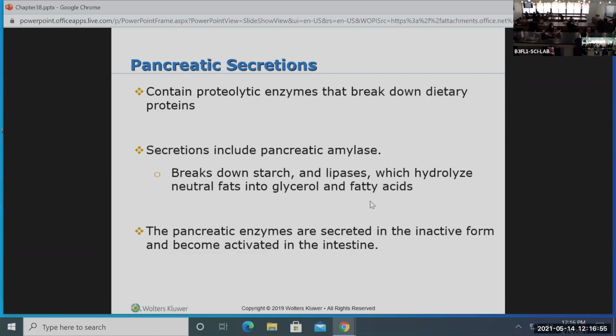Pancreatic enzymes are secreted in the inactive form and become activated in the intestine, of course, with the help of enzymes in the lining of the small intestine.